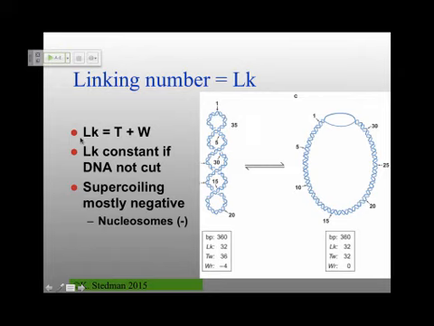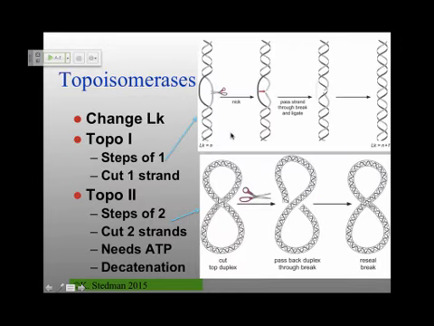And this linking number, as I mentioned before, is just the twist, which is the two strands wrapping around each other, plus the writhe. If you don't cut your DNA, then that linking number stays constant. So these two, as I mentioned before, are really equivalent to each other. How do you increase or decrease supercoiling? There are these things called topoisomerases. We'll talk a lot more about them later on.